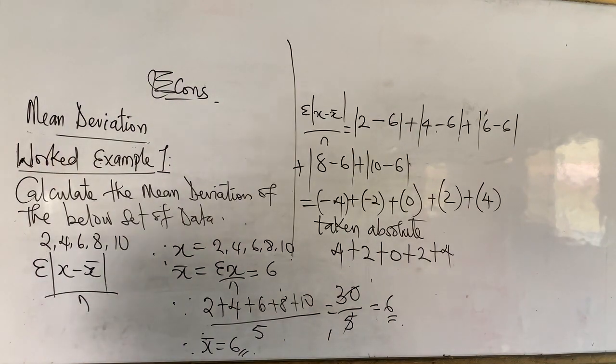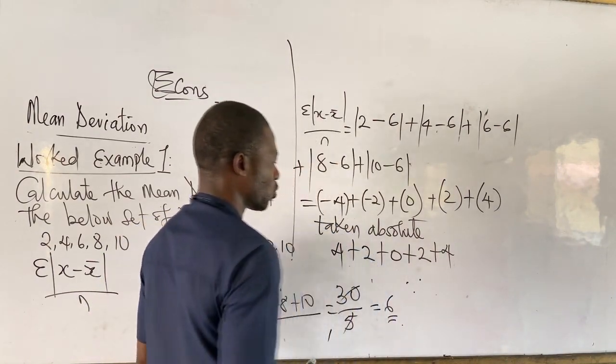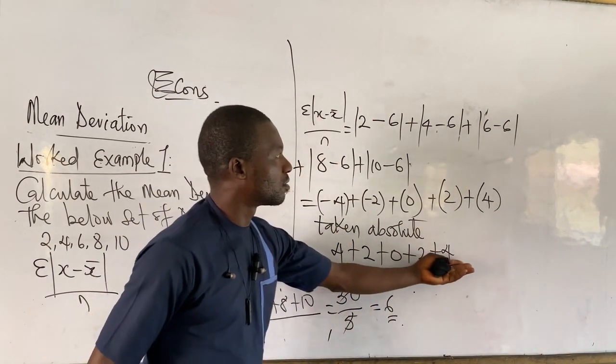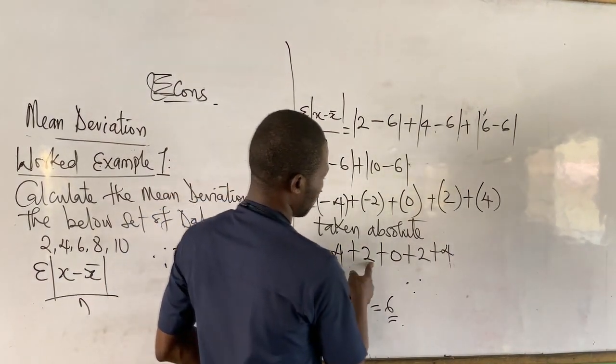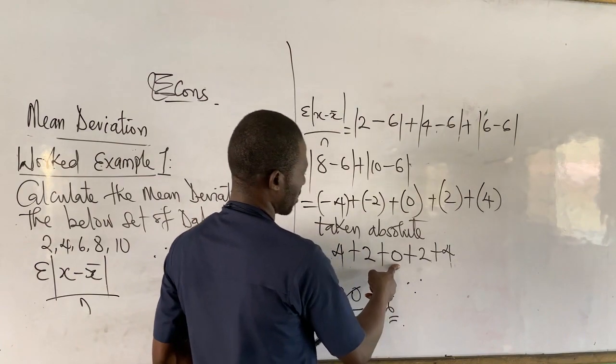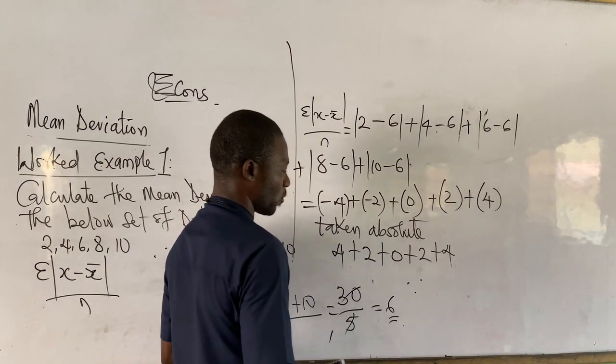As simple as ABC. We continue. Remember, we have to sum up all the values given to us. What are the values? 4 plus 2 gives us 6, plus 0 gives us what? 6, plus 2 gives us 8, plus 4 gives us 12.